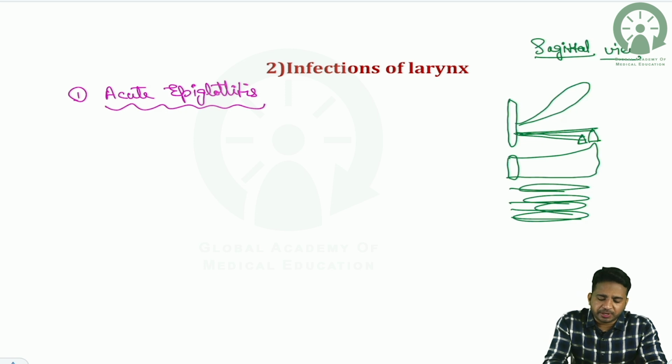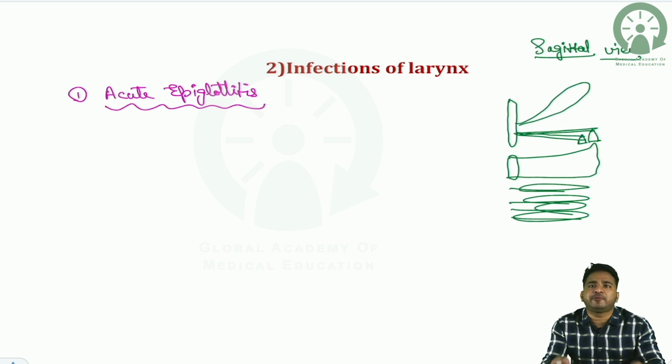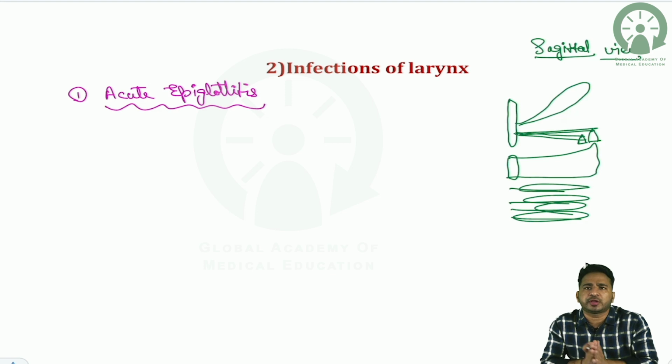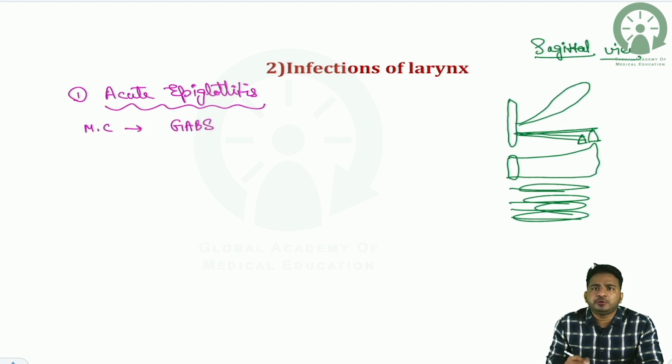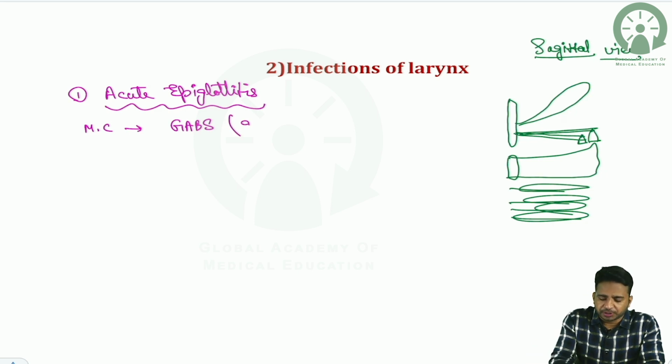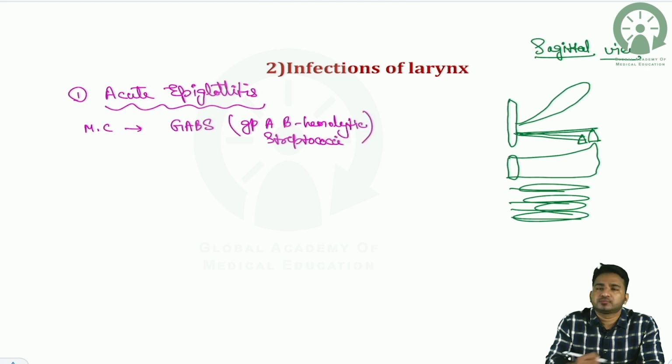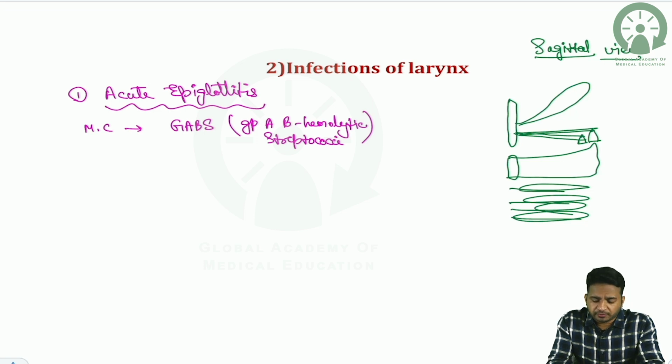Now what is happening in epiglottitis? That is a type of bacterial infection. What is the most common organism causing the acute epiglottitis? Nowadays the most common organism is GABS, group A beta hemolytic streptococci. Earlier, the most common cause found to be Haemophilus influenza.